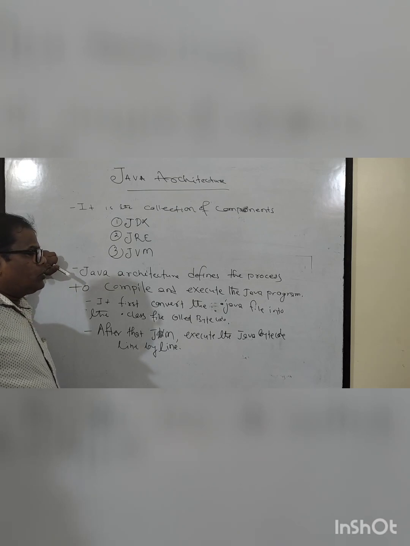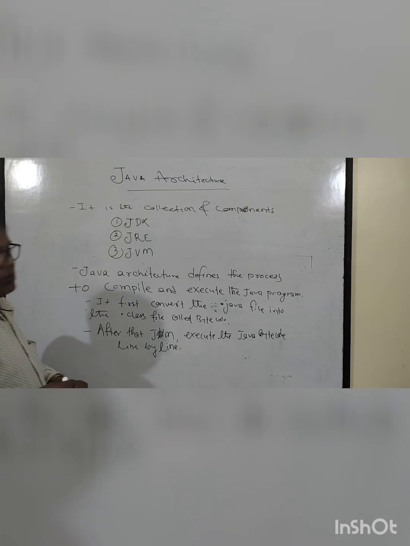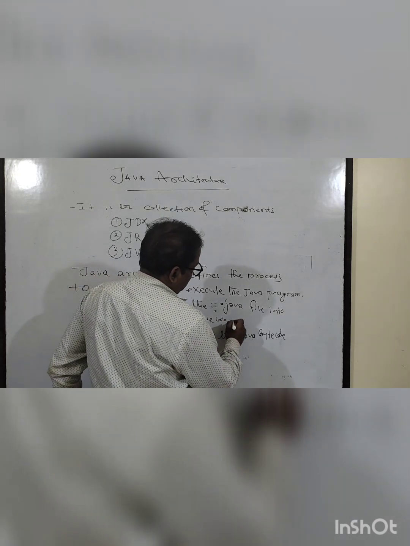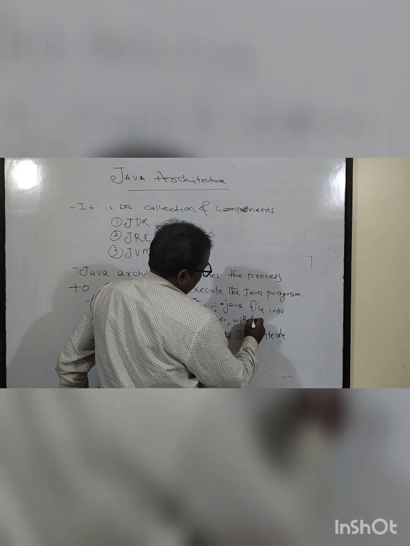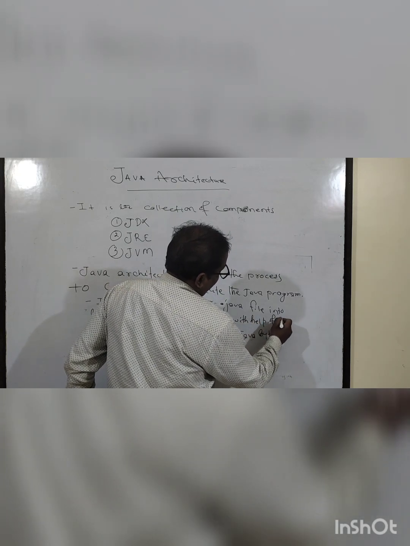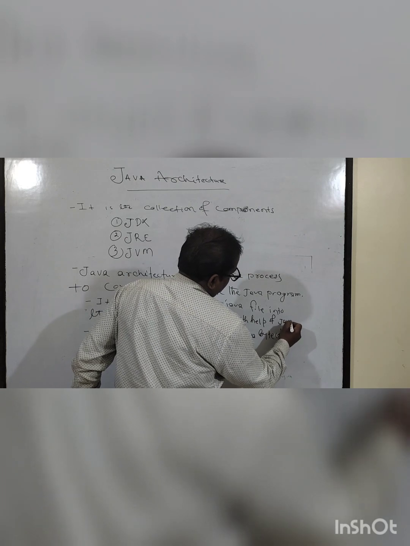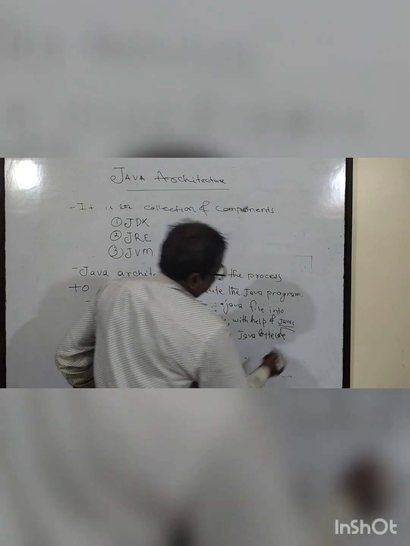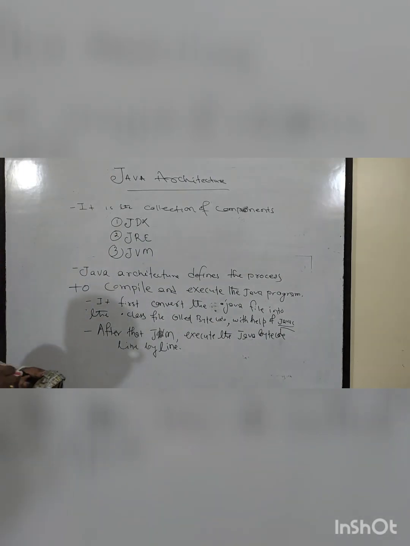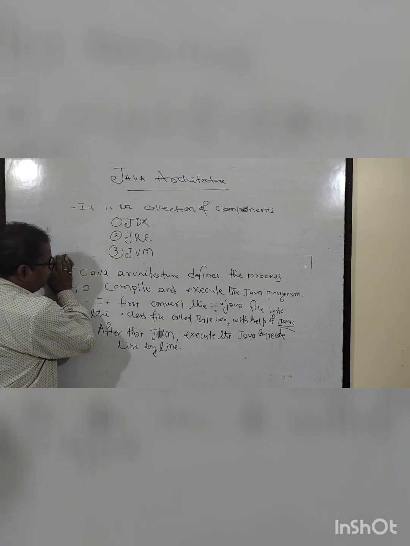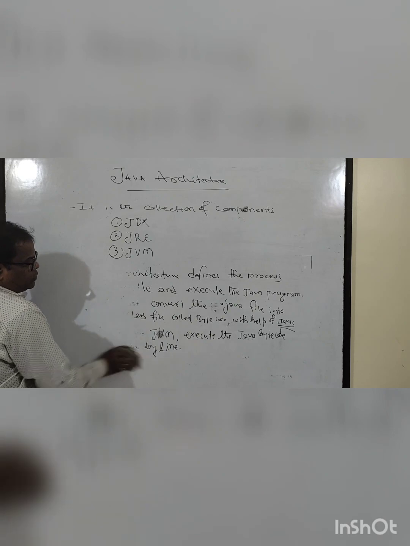It first converts the .java file into the .class file, called the bytecode, with the help of the Java compiler. This is called the Java compiler. After that, the JVM executes the Java bytecode line by line. So let me give a graphical representation of the compilation and execution process.